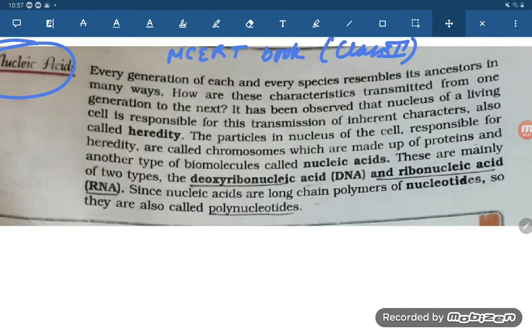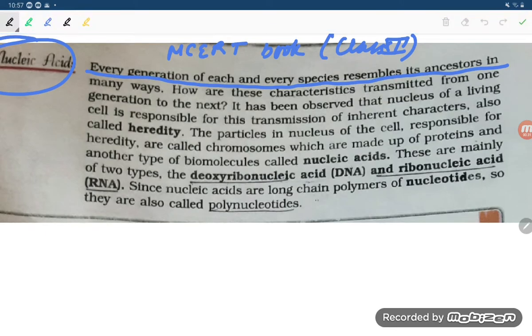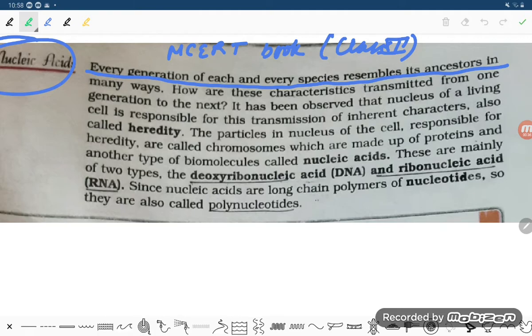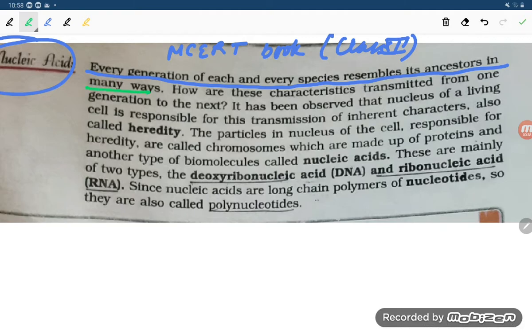Nucleic acid is present in the nucleus. Every generation of each and every species resembles its ancestors. Every species resembles its ancestors in many ways. How are these characteristics transmitted from one generation to the next?